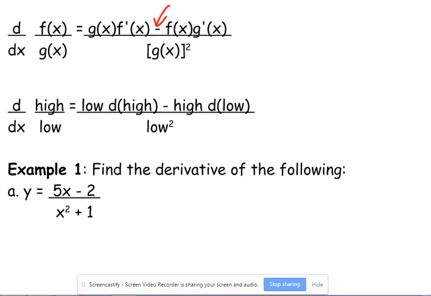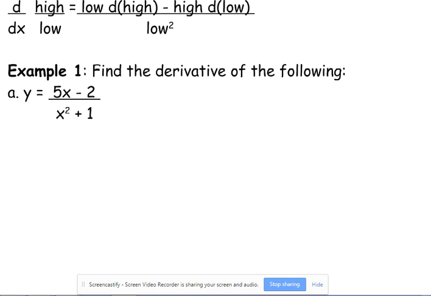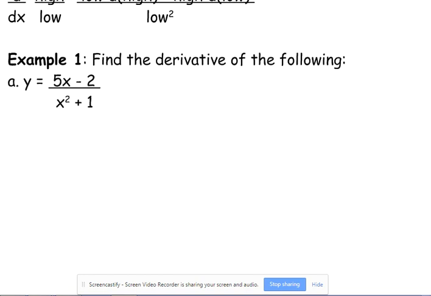Okay, so if we have this function right here, this quotient, 5x minus 2 over x squared plus 1. Now, if we could simplify this algebraically, we would, but we can't. There's no factoring and canceling that can be done. We don't want to try and start moving things around or anything like that. We can't split it up. So it is a quotient rule.